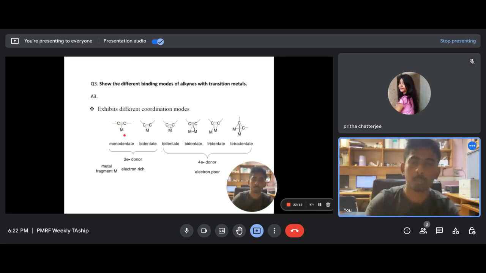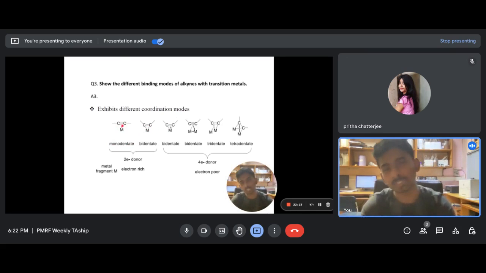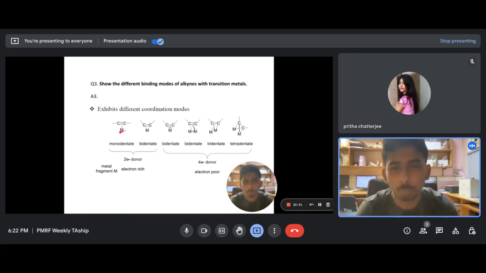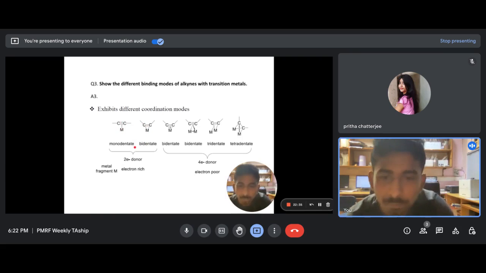The first one is the monodentate binding of the alkyne to the metal. The second one is the bidentate binding. Here only the triple bond is attached to the metal center, but here you can see this is a bidentate binding, so both of these carbon atoms are involved in binding to the transition metal. In both cases, the ligand is a 2 electron donor.